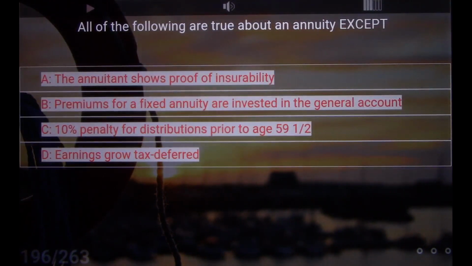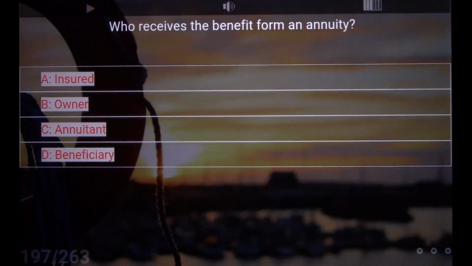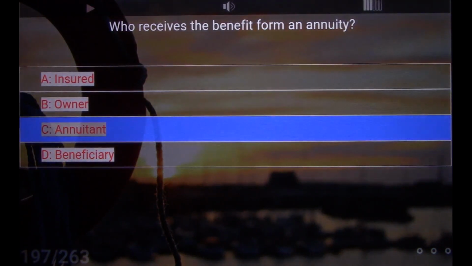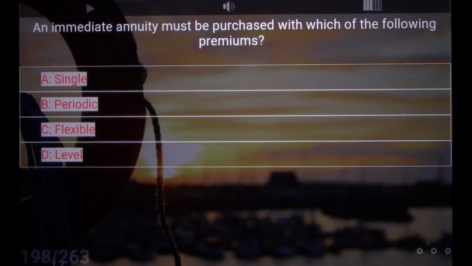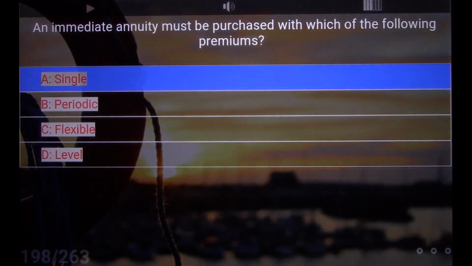All of the following are true about an annuity except A. The annuitant shows proof of insurability. Who receives the benefit from an annuity? C. Annuitant. An immediate annuity must be purchased with which of the following premiums? A. Single.